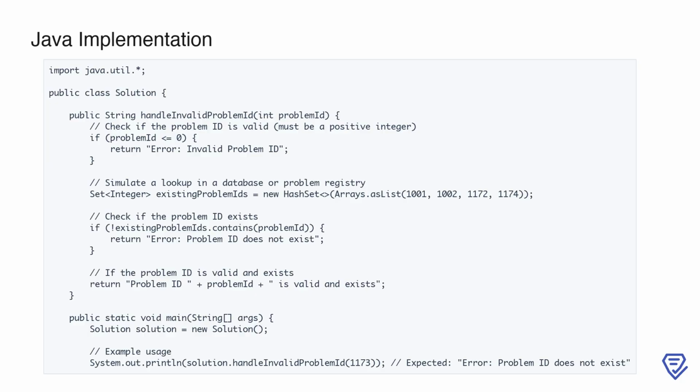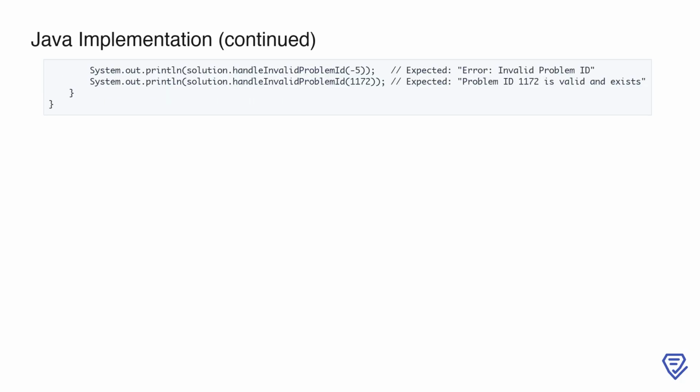The main method demonstrates an example usage where we call handleInvalidProblemID with the input 1173. Since this ID is not in our registry, the expected output is error, problem ID does not exist. Now, looking further at the main method, we test the function with additional inputs. For instance, when the method is called with -5, the input fails the first validation check because it is not a positive integer. As a result, the function returns the error message, error, invalid problem ID.